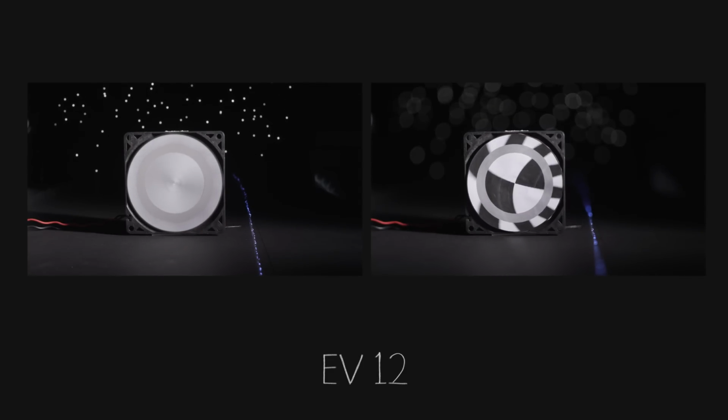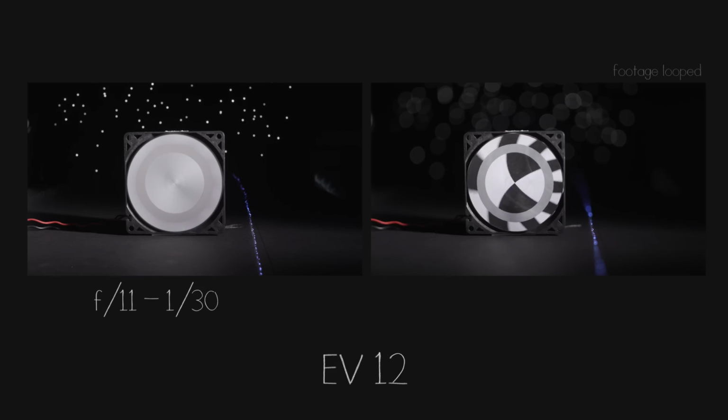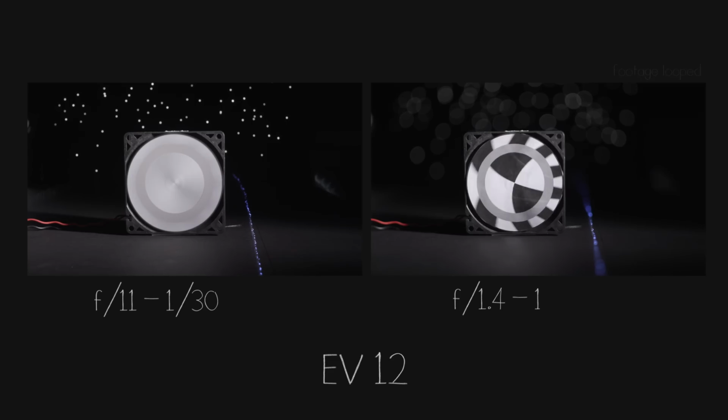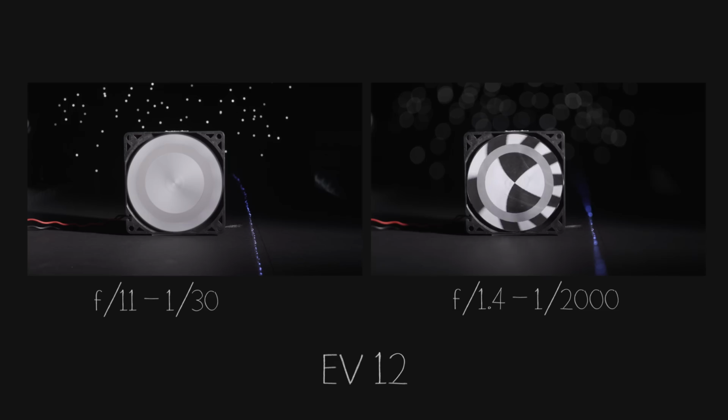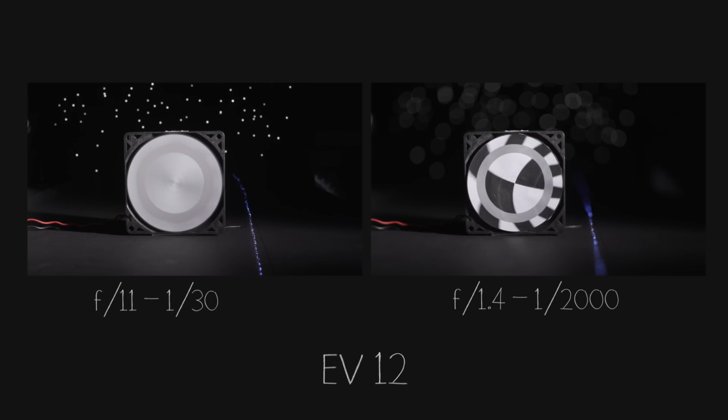The image on the left is shot at f11 with a shutter speed of 1/30th of a second. The image on the right is shot at f1.4 at 1/2000th of a second. Same exact exposure, but different effects. With the wider aperture on the right, we have a shallower depth of field, evident in the bloom of the stars in the background. But the higher shutter speed freezes the motion on the spinning checkered wheel, which is only a blur in the image on the left.